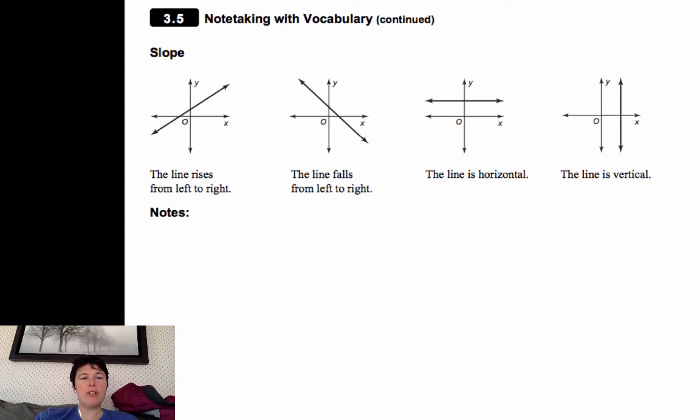All right, one more thing here. We have 4 different graphs that we're looking at in these pictures. Each of them represents different types of slope. These are all called the 4 types of slope. So the first one, our slope is positive. The line is going up. So that is an example of when we have positive slope. M equals a positive number.